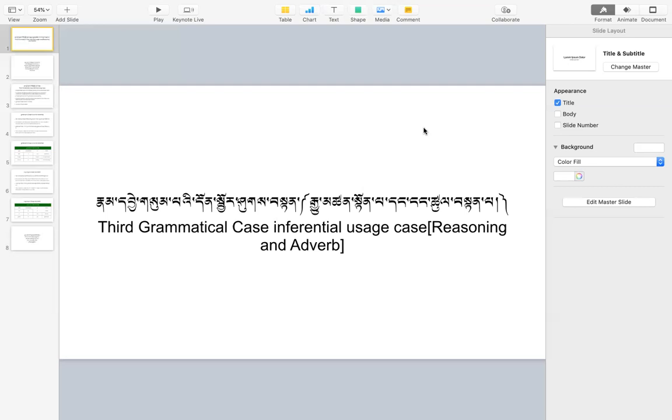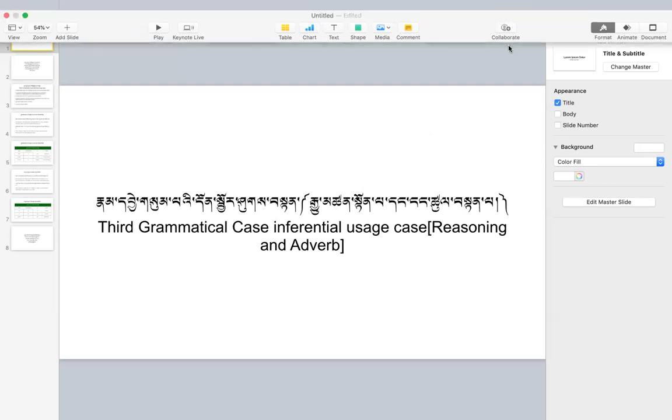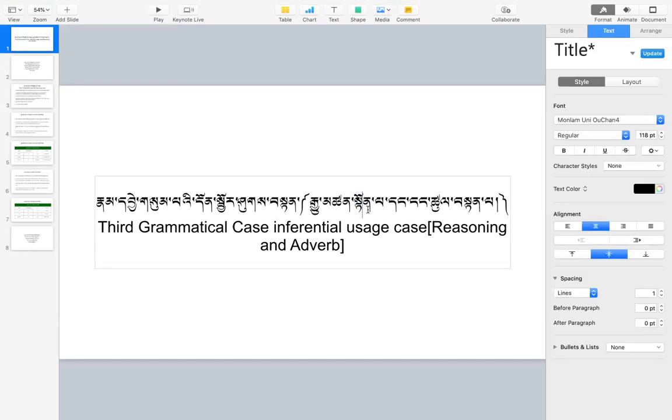The first one is nguten. Ngu means direct. Ten means to show. Shukten: shuk means inferential, ten means to show. So this is the inferential case, reasoning and adverb. There are two types. The first one is Gyumzen Tempa. Sorry for the typographical mistake here.